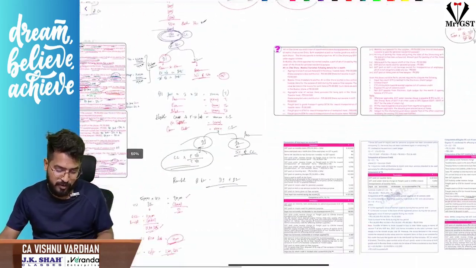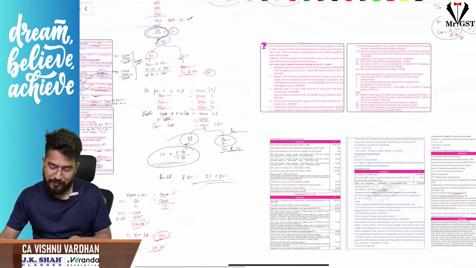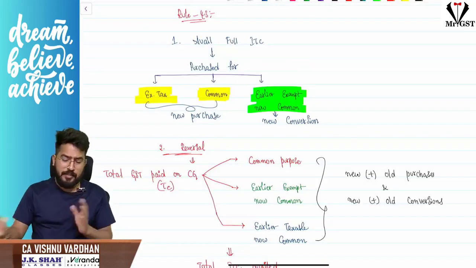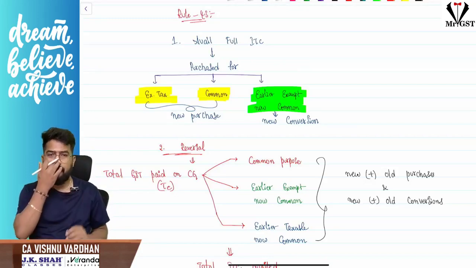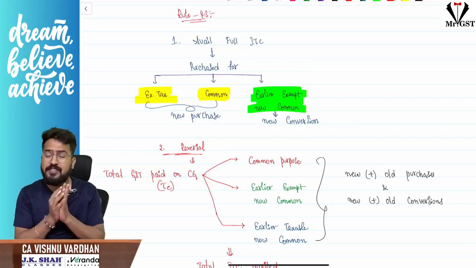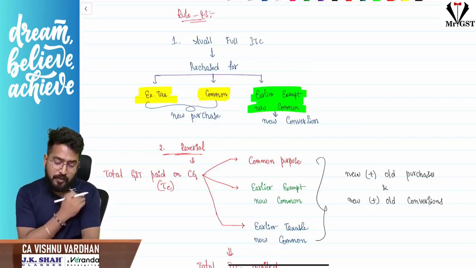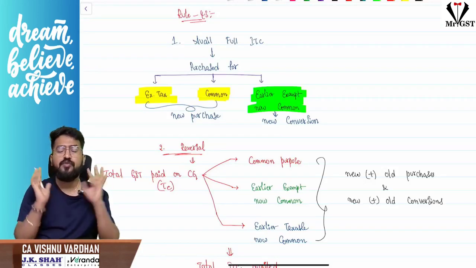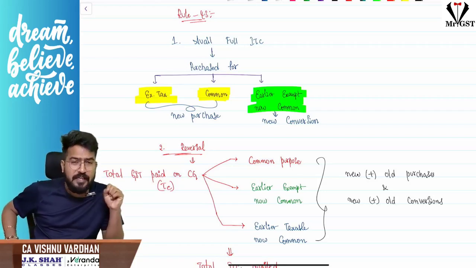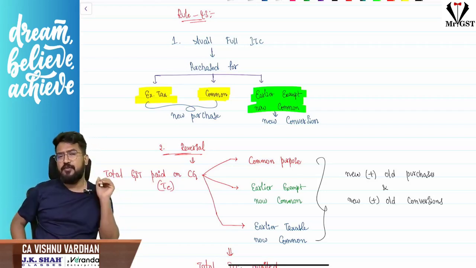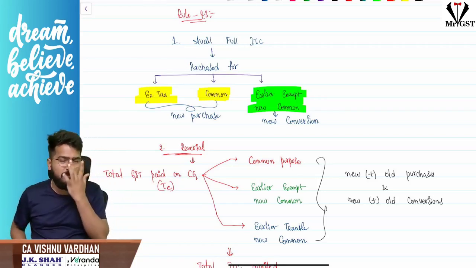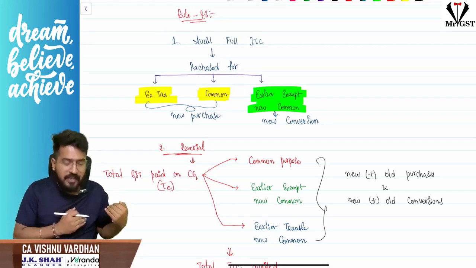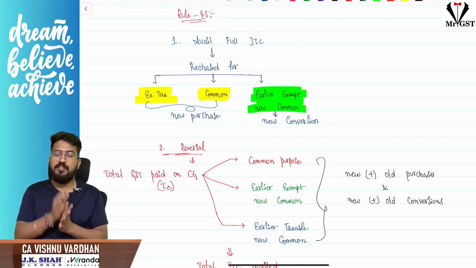Now let us move on to rule 43. Rule 43 is very important and interesting, and I have simplified it to the maximum possible way. First of all, understand, you are buying capital goods and using them for common purpose. Then how much ITC should we reverse? First, understand, you should avail ITC and then you should reverse ITC. That is the logic.